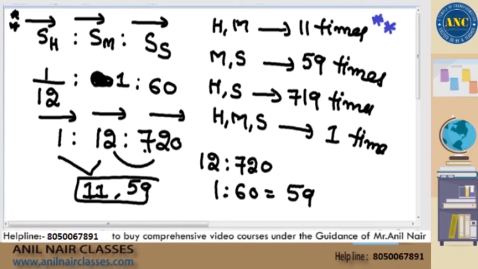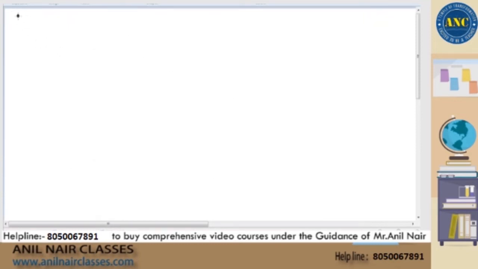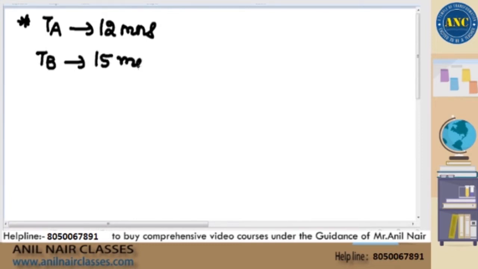112 720. I hope it is clear. Then a competitive exams replica question. Please write down, sir. TA will take 12 minutes. TB will take 15 minutes. TC will take 20 minutes. Once you understand, all these questions are easy.